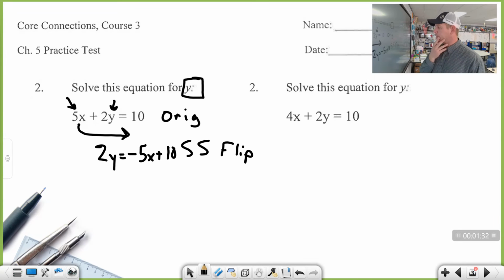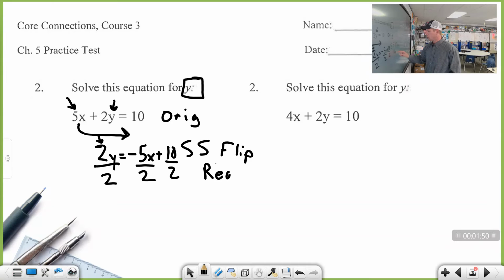Well, as I alluded to earlier, what we need to do here is go ahead and divide each term by this 2. This 2 is with the y. I need to get rid of that by dividing. This is known as a regroup. So I'm going to write that down on my paper as a regroup.